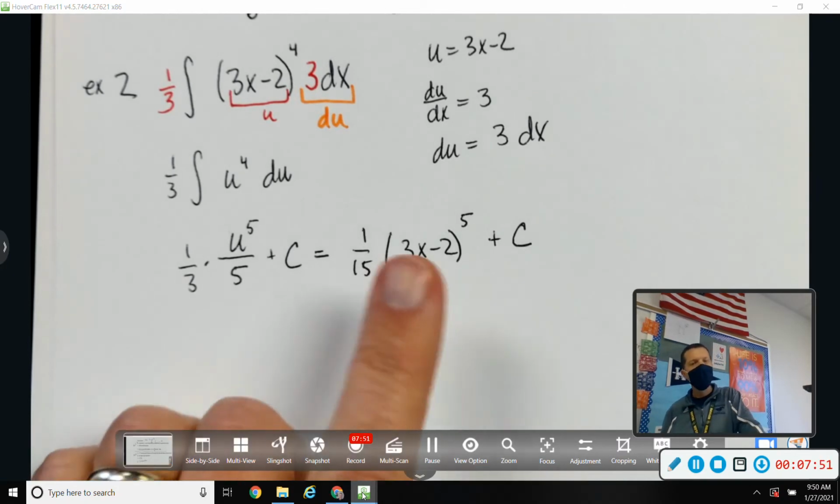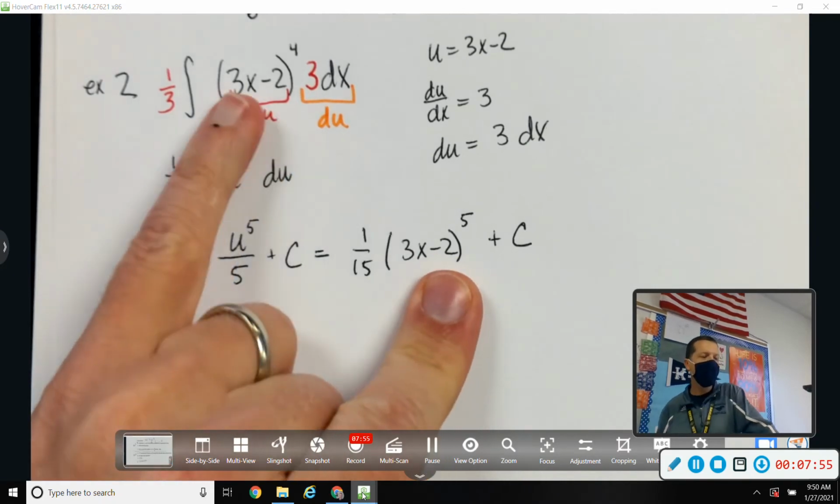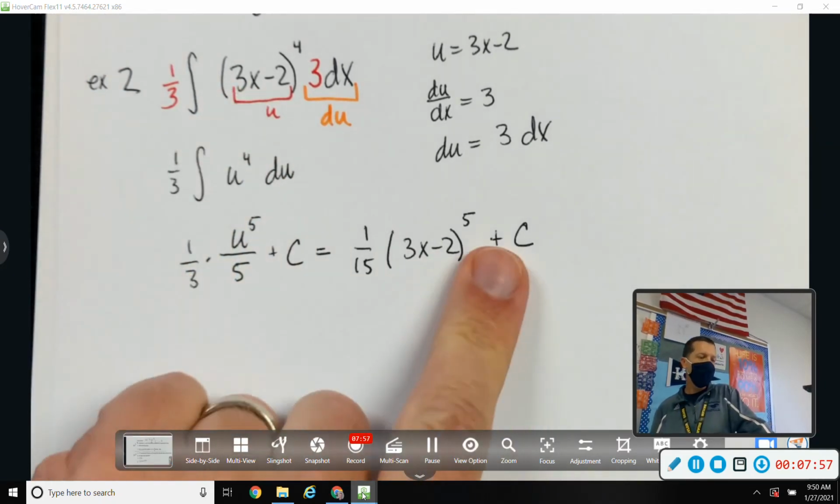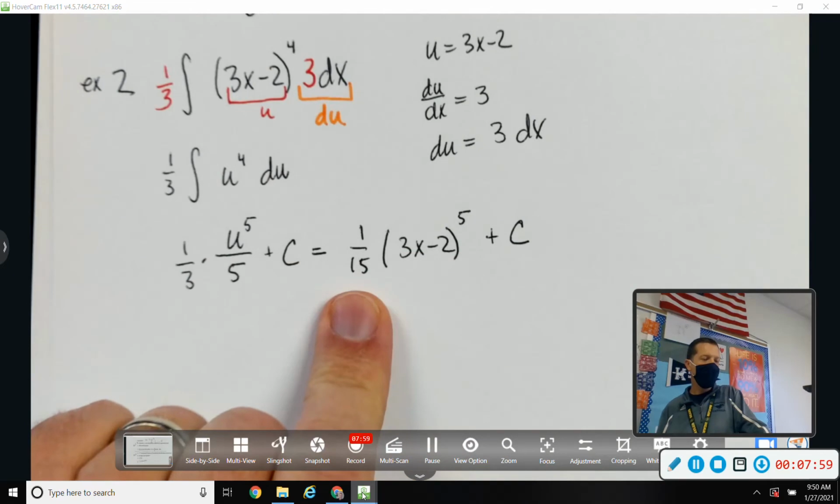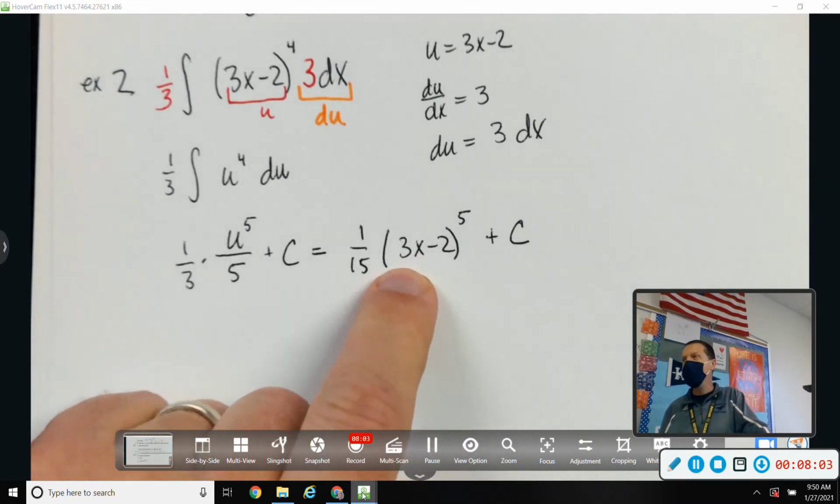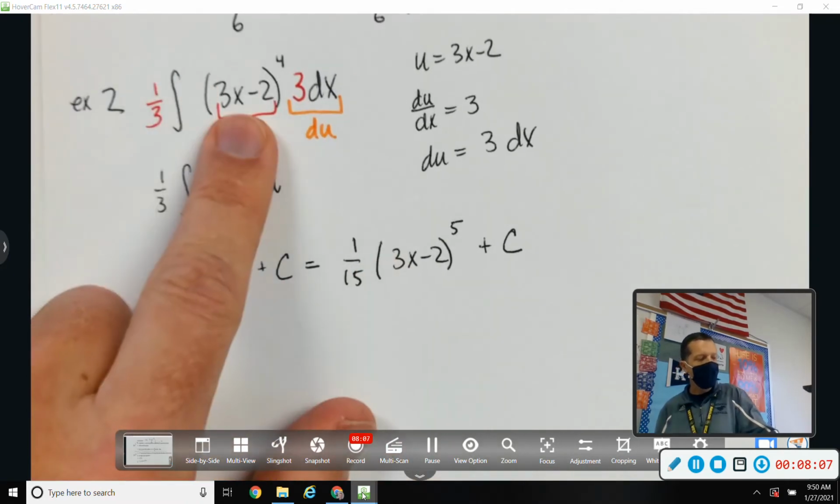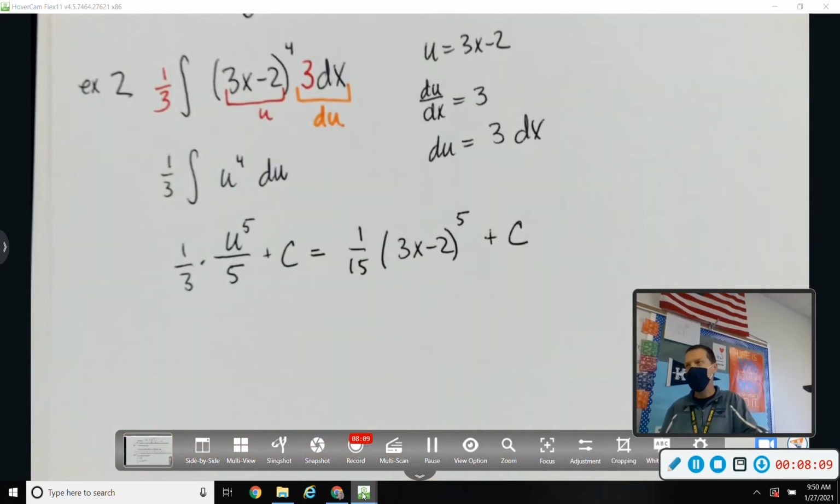And again, if you wanted to check your answer, you could take a derivative of this and see if you got back to our original. 5 times the 15th would get you to a third, and then eventually you'd chain rule and show up with that 3, and the 3 times a third would make that stuff go away, and you'd be back to just 3x minus 2 to the fourth.